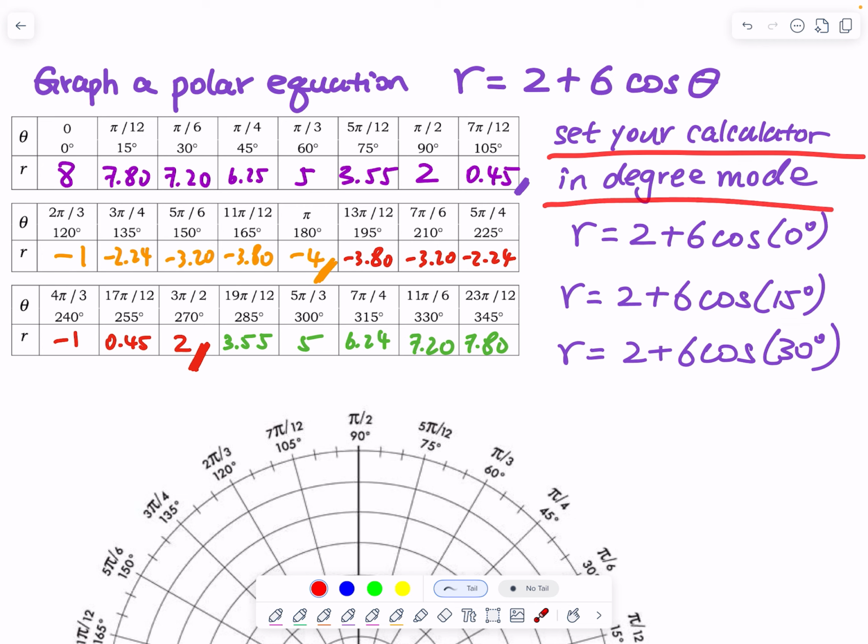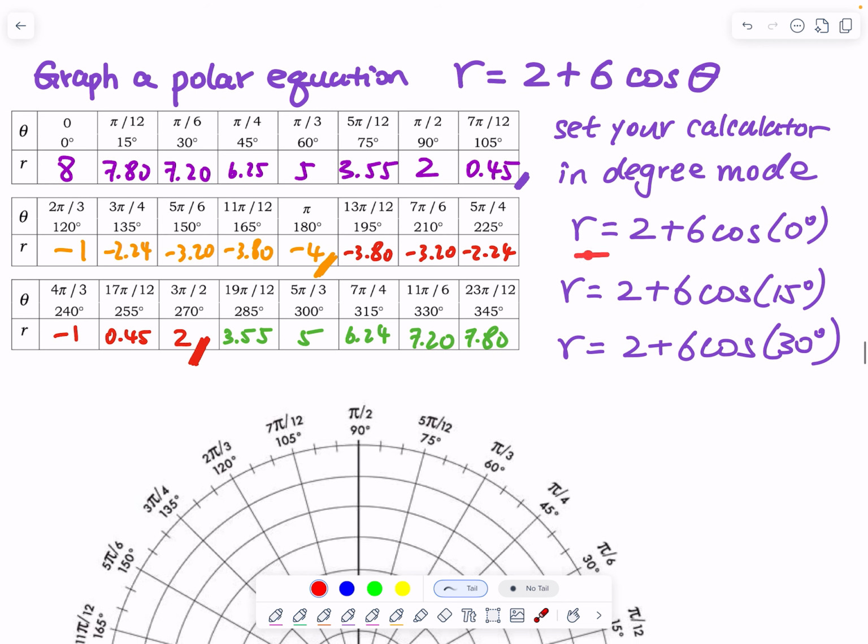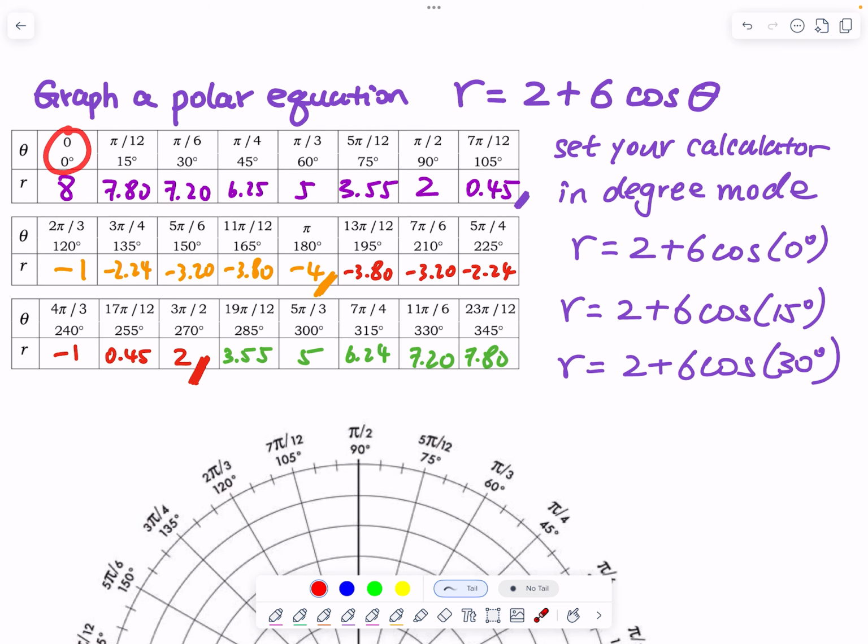I want you to set your graphing calculator in degree mode, and then you can start doing this. 2 plus 6 cosine 0 degrees. So here, I put degree and radian, 0 degrees, and then my increment is 15 degrees, 30 degrees, 45, 60, 75, 90 degrees, and so on and so forth. All you have to do is make sure your calculator is in degree mode, and then do 2 plus 6 cosine of 0 degrees, 15 degrees, 30 degrees, until you finish the whole table. Regarding the rounding, I will just round to 2 decimal places.